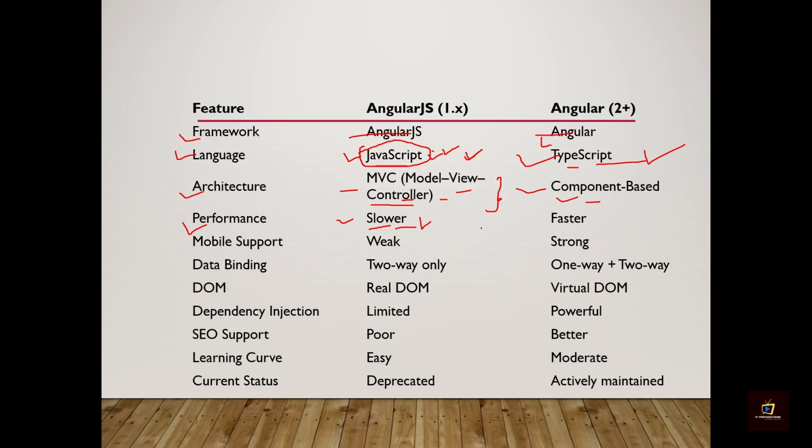And Angular uses change detection. You know about change detection. It optimizes the DOM updates and gives faster rendering. So Angular has better performance because it avoids the continuous digest cycles.